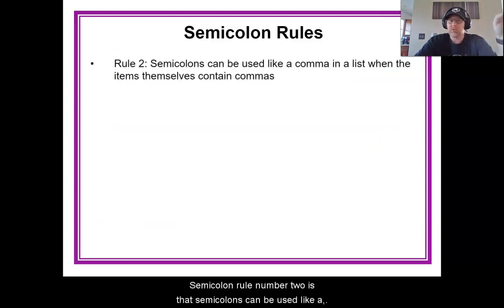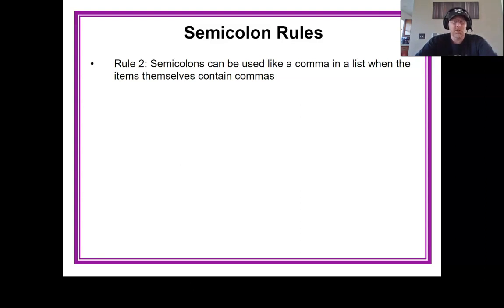Semicolon rule number 2 is that semicolons can be used like a comma when you have a list and inside that list there are multiple commas, right? Like you don't want a sentence that's just comma, comma, comma, comma, comma. So if you have a list that has multiple commas already in the list, you would use a semicolon instead of a comma to separate those items.